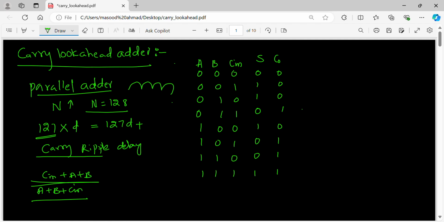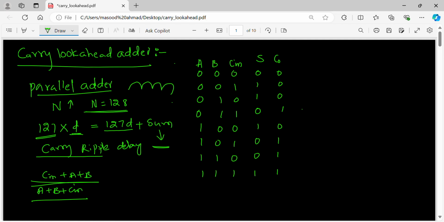From each stage, if there is a certain delay d, for n equal to 128 bits, it will be 127 times the ripple carry delay plus one delay of sum calculation, so that your final sum will be available. This is the issue that we have already studied in the case of the parallel adder.